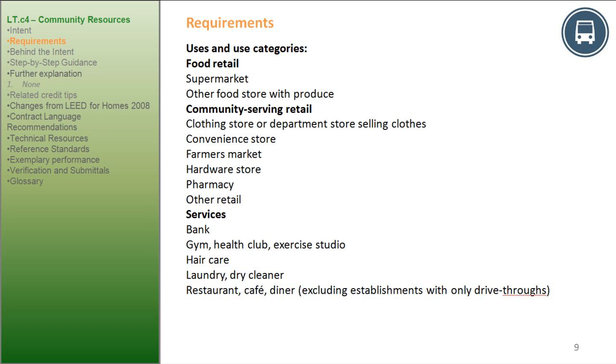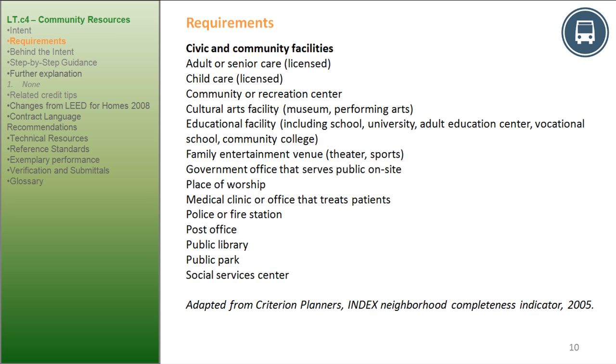only drive-thrus. Civic and community facilities. Examples are adult or senior care, which should be licensed. Child care, again it should be licensed as well. Community or recreation center. Cultural arts facility like museum and performing arts. Educational facility, including school, university, adult education center, vocational school, and community college. Family entertainment venue like theater and sports.